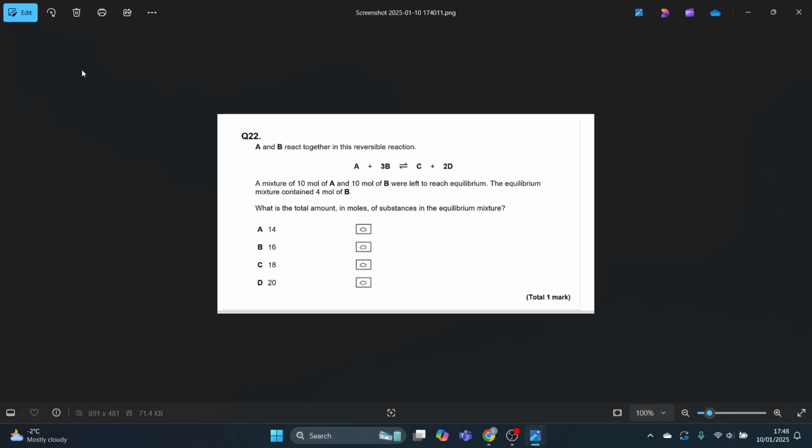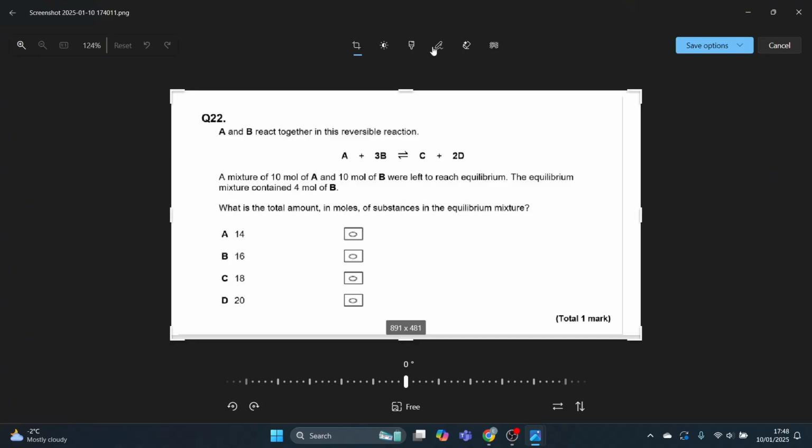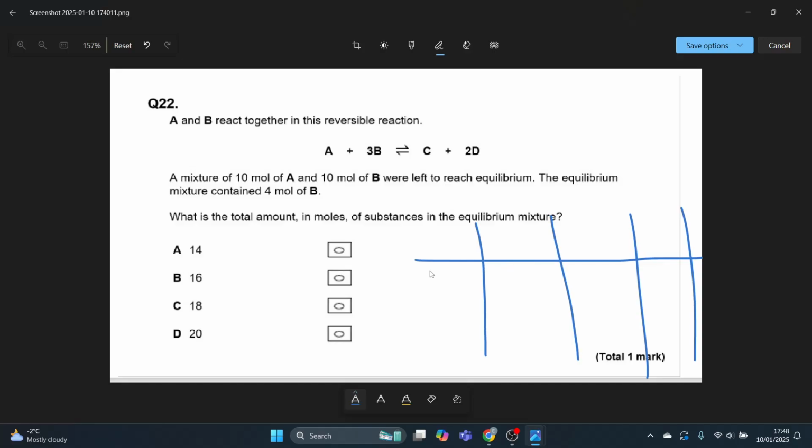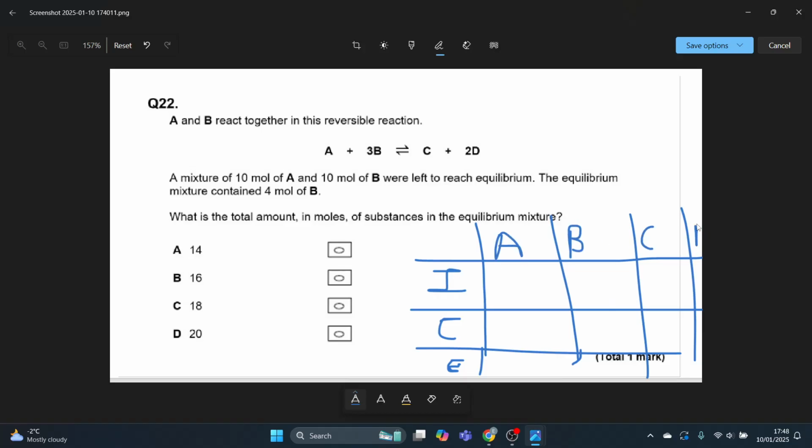And forget the answers, I need to go through a couple more. Okay, this one is not so difficult because it's just a simple question. What is the total number of moles in an equilibrium mixture? So if I use this method and it is successful, then we should get the correct answer. A, B, C, and D.